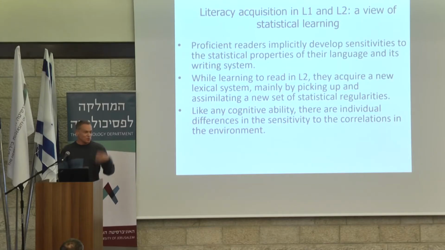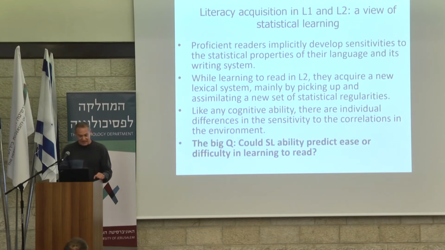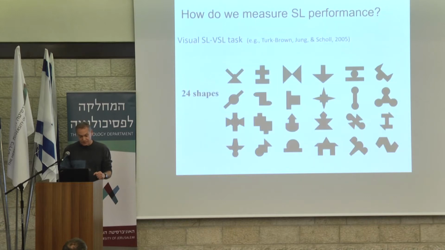The usual suspects doing this are sitting there: Noam, Louisa, and also Henry. The big question that we are asking is whether this ability to pick up regularities, this sensitivity to small patterns of correlations in the environment, predicts the ease or difficulty in learning to read. How do we measure it? I'm going to show you a few of the tasks that we have been amusing ourselves developing recently to test this ability. This is a typical visual statistical learning task.